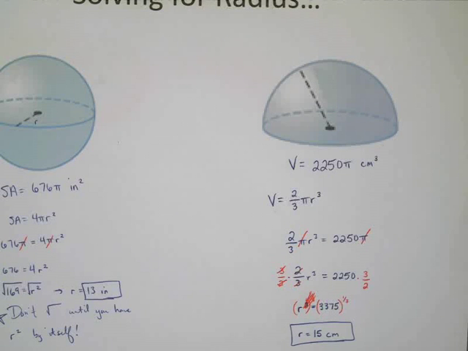The r cubed is probably one you're going to need a little bit more help with the first few times. Just remember, to get rid of a cube, I raise to the 1/3 power, because 3 times 1/3 is 1.